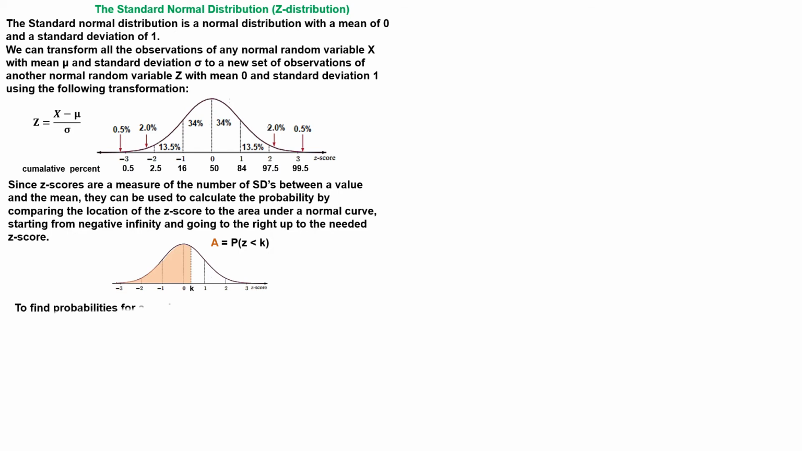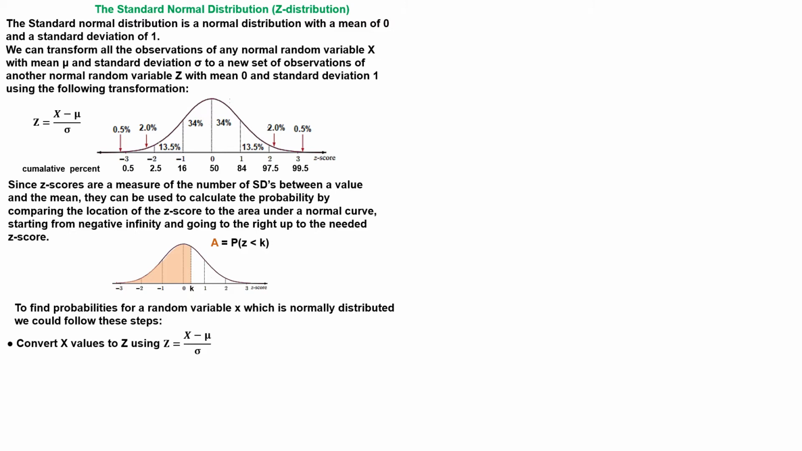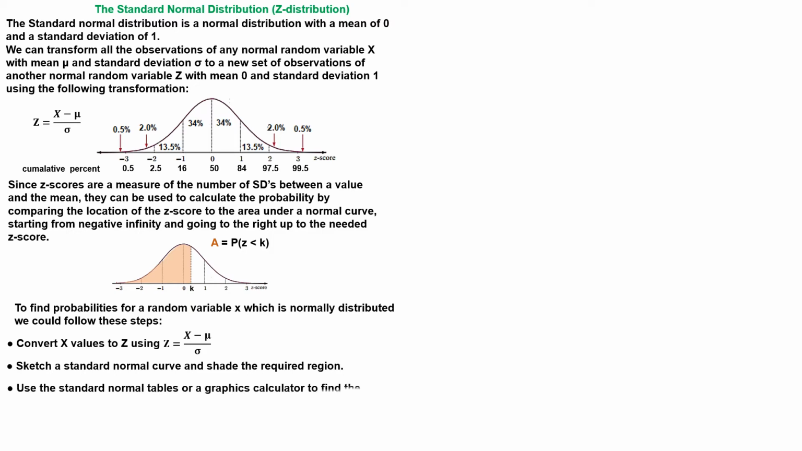To find the probabilities for a random variable x which is normally distributed, we could follow these steps. Convert x values to z-scores using the formula. Sketch a standard normal curve and shade the required region. Use the standard normal tables or a graphics calculator to find the probability. Let's see how it works.